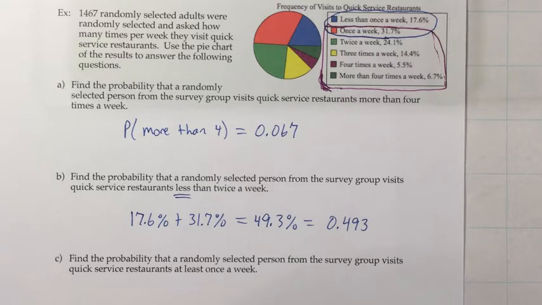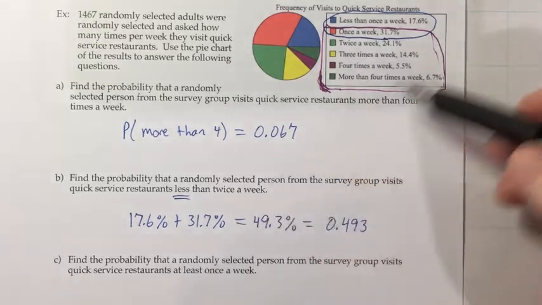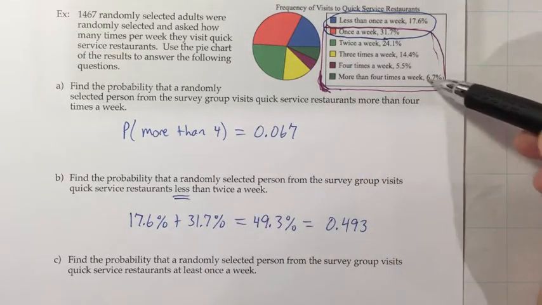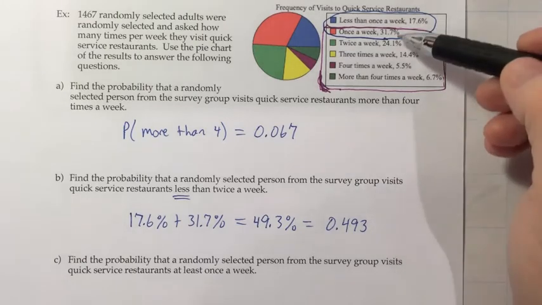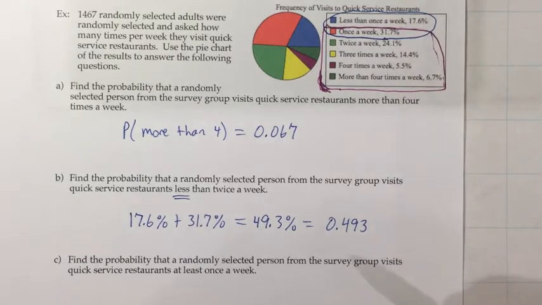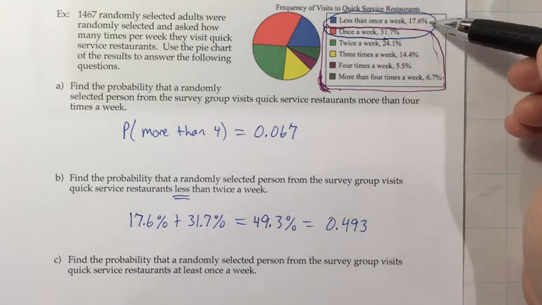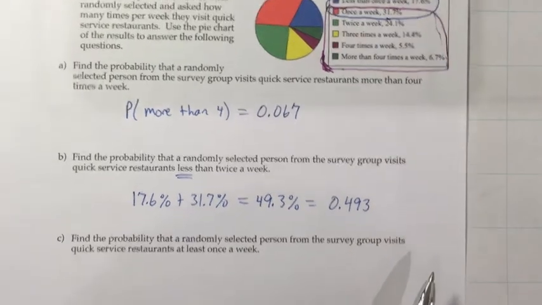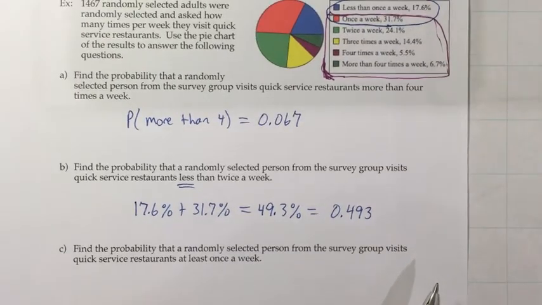So there's two approaches you could use. One of them would be like we just did. There's 1, 2, 3, 4, 5 categories that meet the description. Just add them up. But the other thing we could do is, since there's only one we don't want, is we could subtract. And I think that would be a better approach.